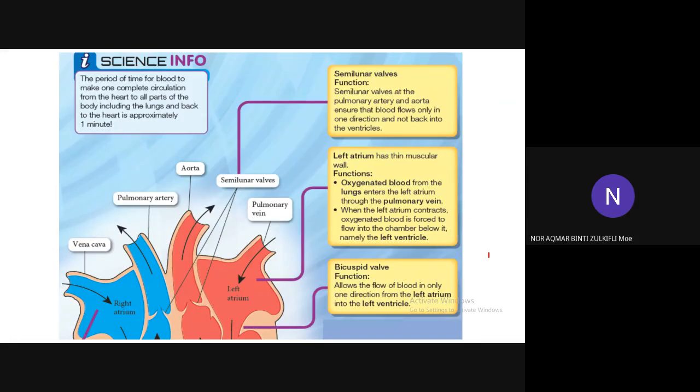Okay, this is all the function for every part of the heart. Semilunar valves. Semilunar valves at the pulmonary artery and aorta ensure that blood flows in only one direction and not back into the ventricles.